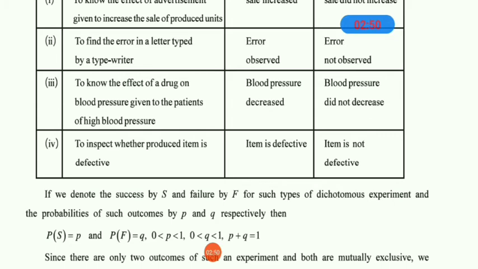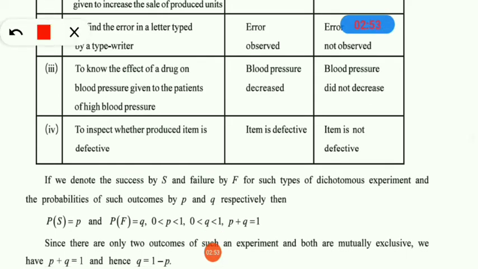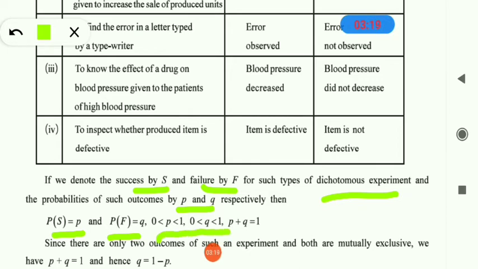We denote success by S and failure by F for such dichotomous experiments, and the probabilities of such outcomes by small p and small q respectively. It means success probability is p and failure probability is q. And one more thing, the values of p and q must be between 0 and 1, and p plus q equals 1. The probability of success plus the probability of failure is always 1.